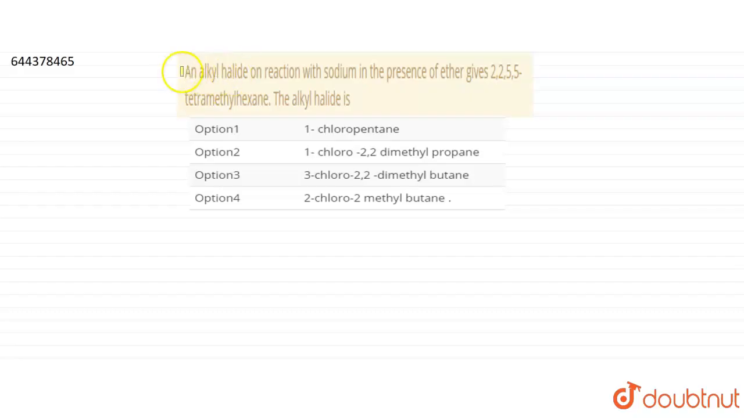Hello students, I hope you all are doing good. So today our question is like this. An alkyl halide on reaction with sodium in the presence of ether gives 2,2,5,5-tetramethylhexane, and we have to identify the alkyl halide. So our options are: 1-chloropentane, 1-chloro-2,2-dimethyl-propane, 3-chloro-2,2-dimethyl-butane, 2-chloro-2-methyl-butane. So these are the options we have.